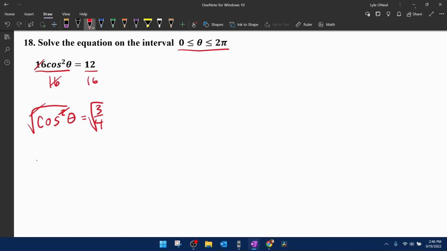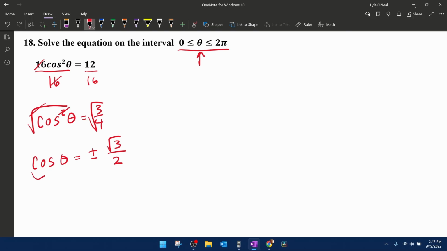And then to get rid of the squared, I'm going to take the square root of both sides. The square root of 3/4. I can take the square root of the top and the bottom separately. Oh, and don't forget that we need a plus and a minus, since we did take the square root of both sides. That's going to be plus or minus square root of 3 over 2.